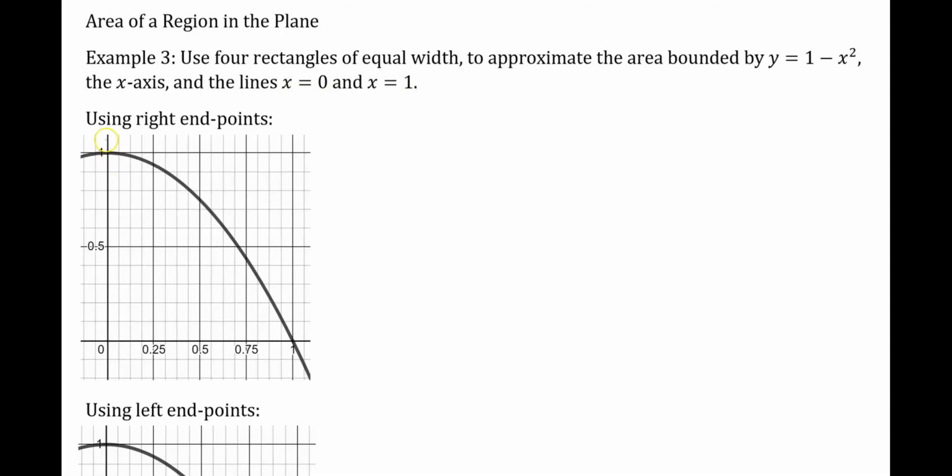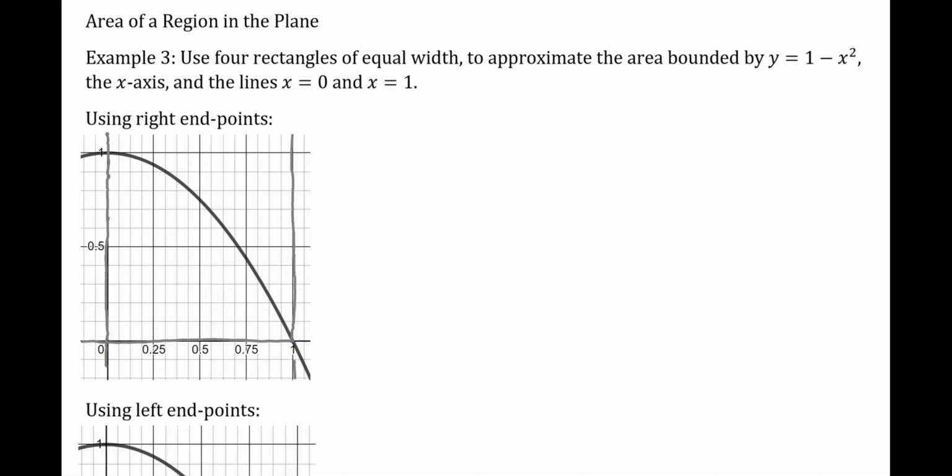So x equal to 0, that is this vertical line here, that is the y-axis. X equal to 1, that is this vertical line here. The restriction of the parabola means stay under the parabola, so we will only be dealing with trying to approximate this area here that I'm highlighting in yellow. And then the x-axis, we know that is this horizontal line here, where y is equal to 0.